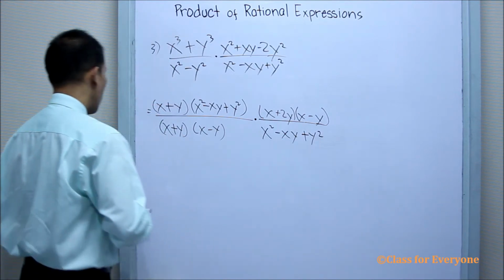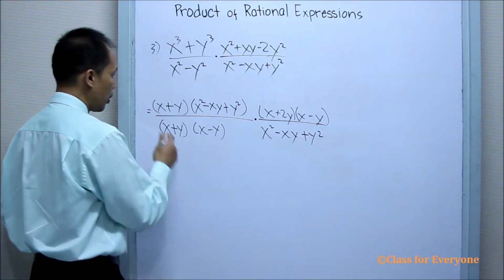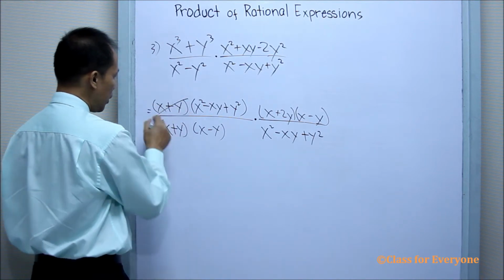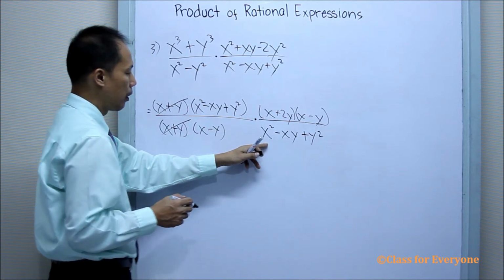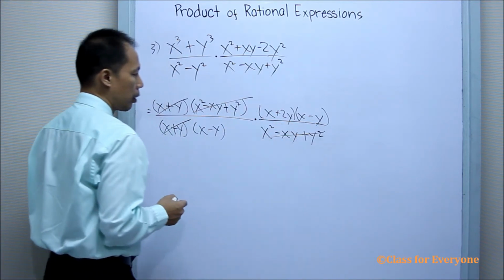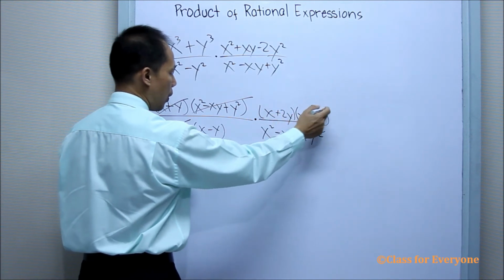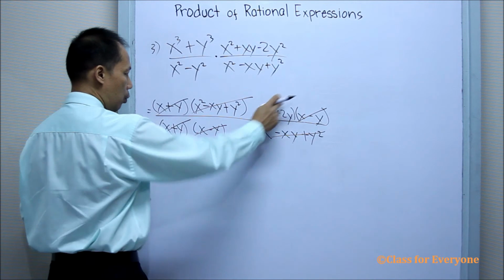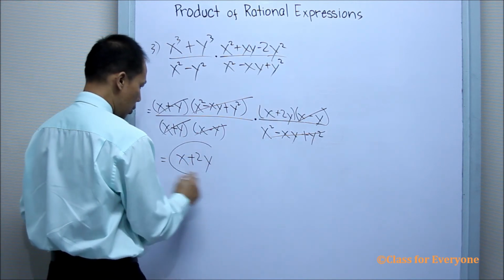Now we look for the common factors between the numerator and the denominator and then divide them out. X plus y, divide out. X squared minus xy plus y squared, divide out. X minus y, x minus y. What remains is just x plus 2y.